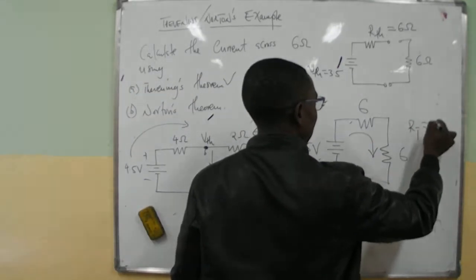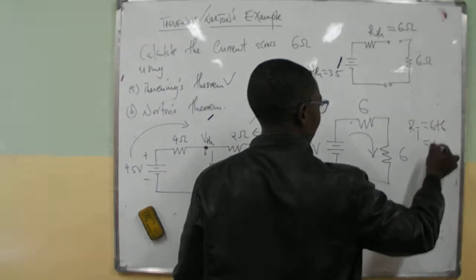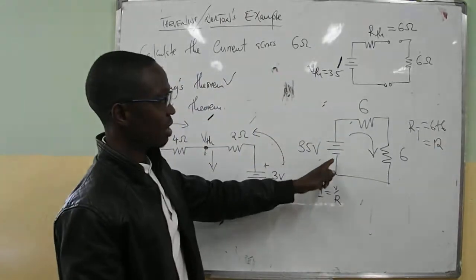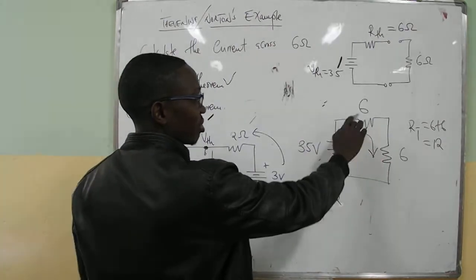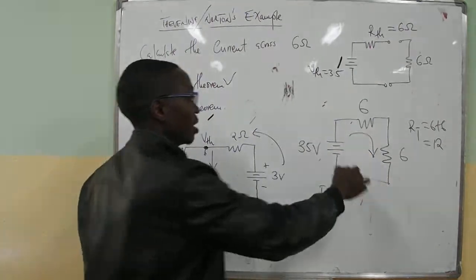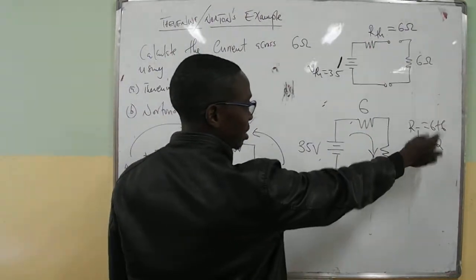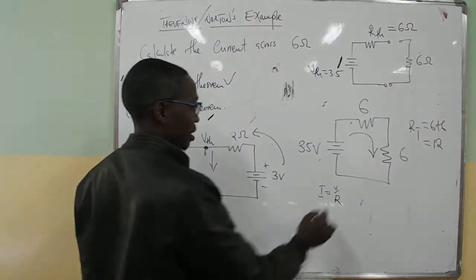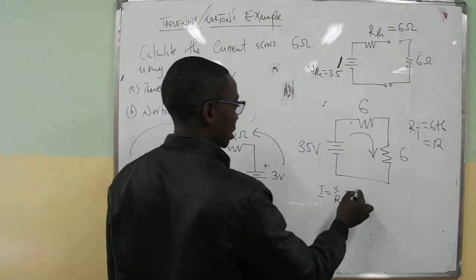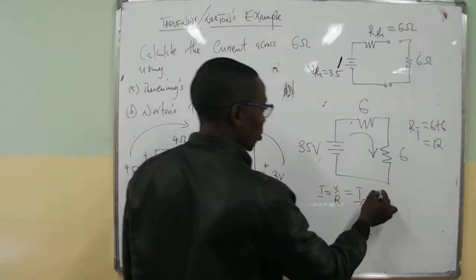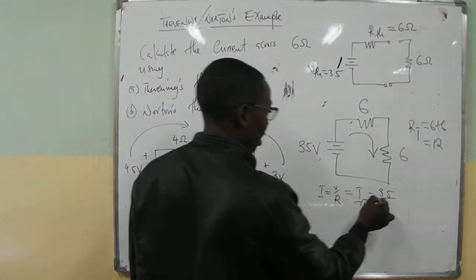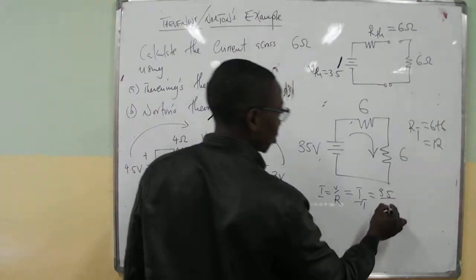RT will be 6 plus 6, and this will give us a 12. So the total current, or the current which is being produced, because we know these are in series, so they will allow the same current passing through them. So the total resistor is 12. For us to find the total current in the circuit will be voltage, which is 3.5, divided by the total resistor, which is 12.